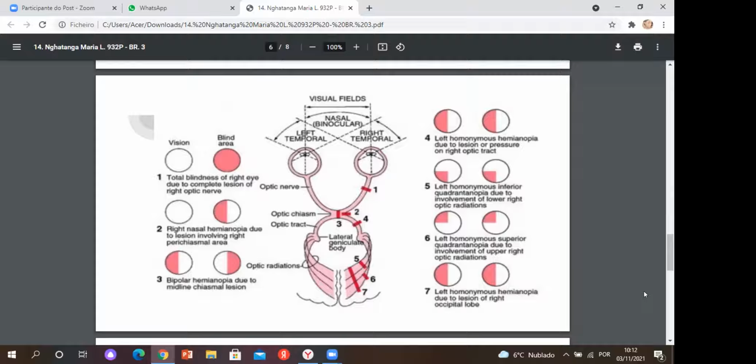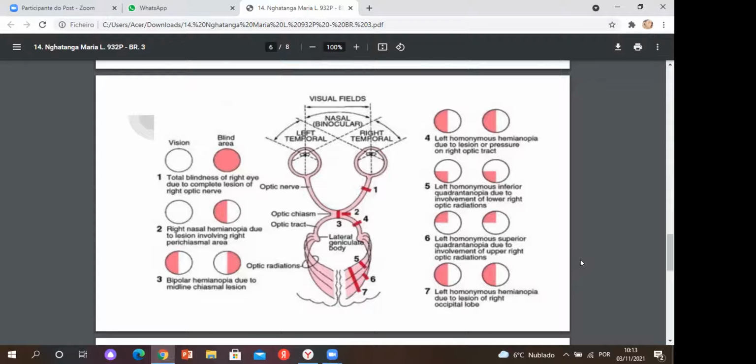And then we have number 5, that is left homonymous inferior quadrantanopia due to involvement of the lower right optic radiation. You see the lower right area where the nerves are; if there is a lesion there, there are dark areas in the lower left corners of your eyes. When you look at something, you can barely see anything there. It's like there's a dark shade.